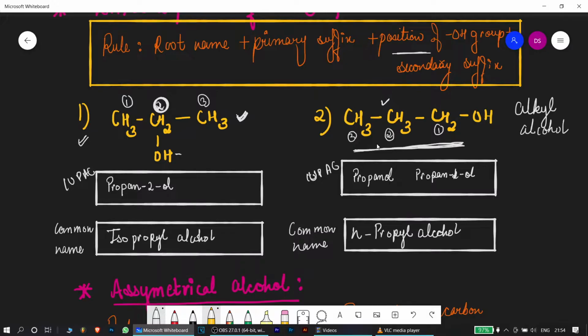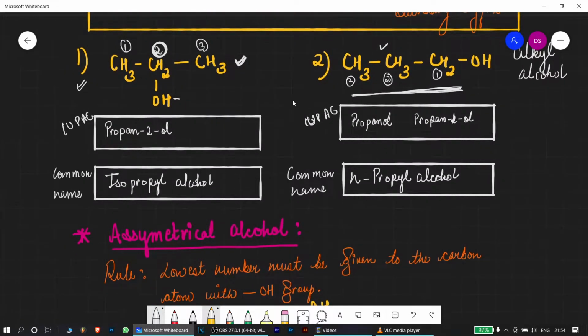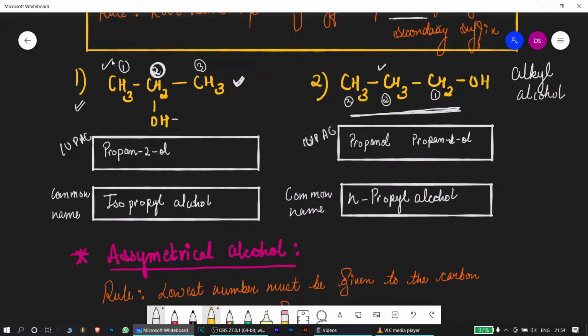Okay, now coming to the asymmetric alcohols. What I mean to say by this is, for example in this compound, you have 1 carbon and then the third carbon, and on the second carbon the OH group is attached. So I could either number it from here or from this side, right? It is just the same because the OH group is attached to carbon number 2. So this kind of alcohol chain is known as a symmetrical alcohol.